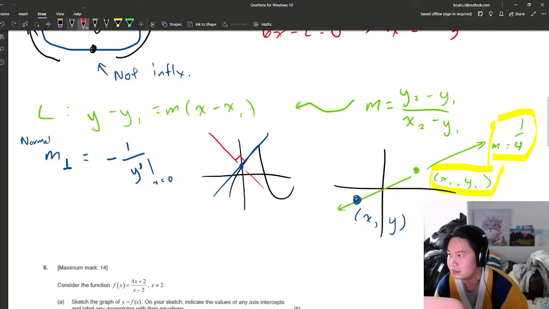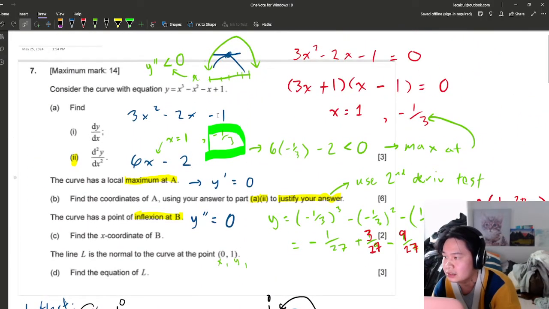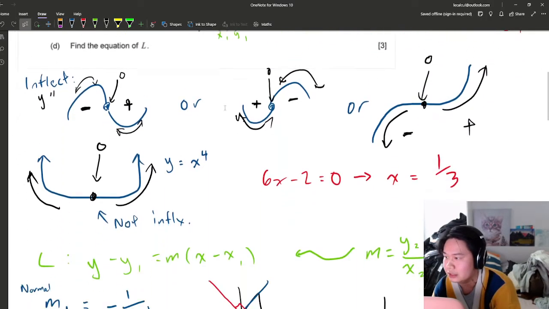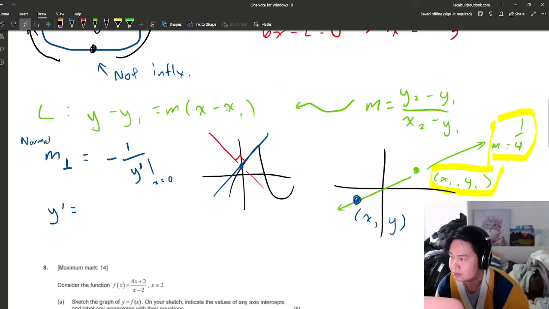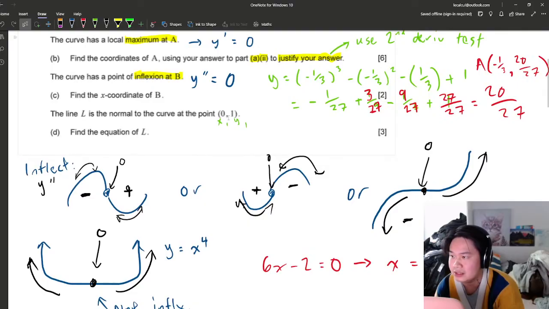Okay, so what we're going to do is find out the derivative at 0. So the derivative at 0 is just -1. So this means that your normal gradient is +1, which means that your equation of your line is y minus 1 equals x, if you were to substitute in all your values.